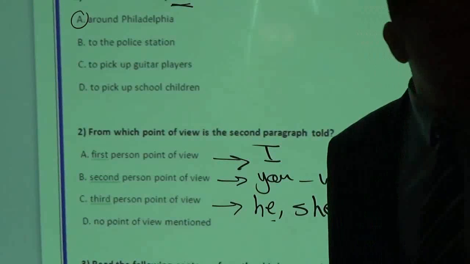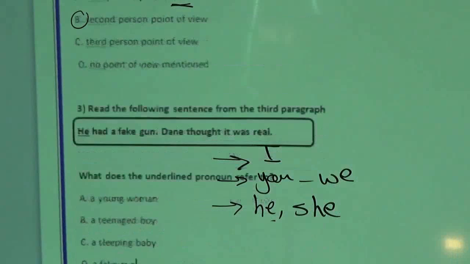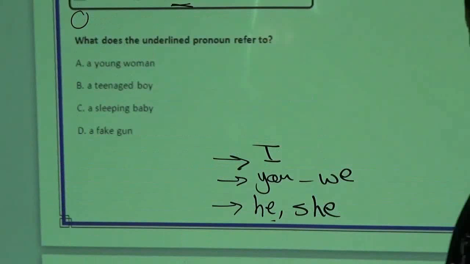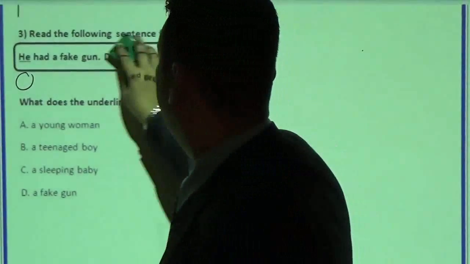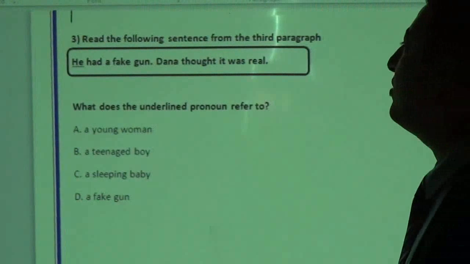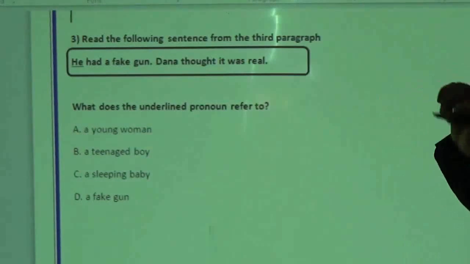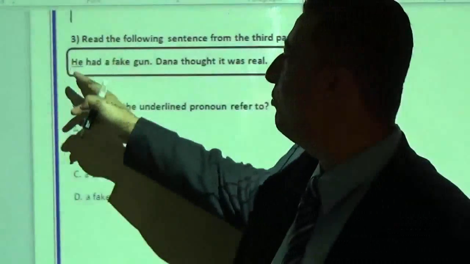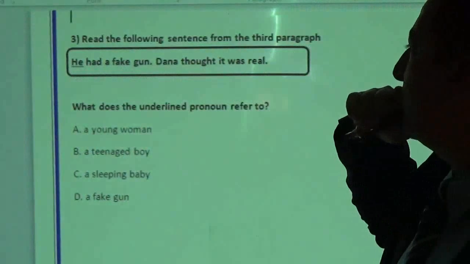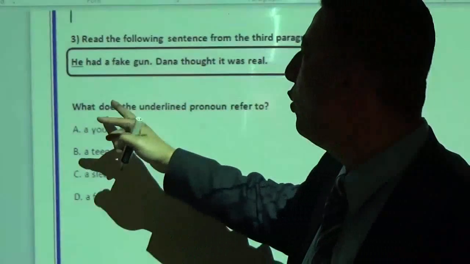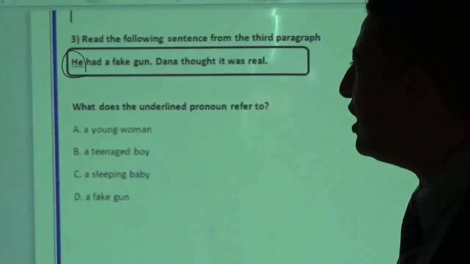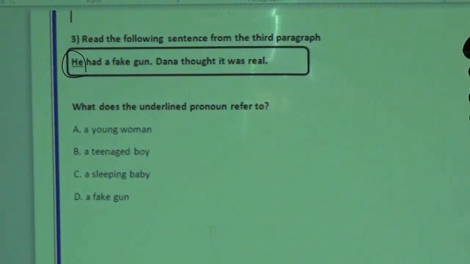Okay? Let's move to question number 3. Here is an important question. It says, read the following sentence from the third paragraph. We are not going to go back to the third paragraph, but try to think. So I wrote it here in a table and says, he had a fake gun. Dana thought it was real. Okay? What does he want from this question? He says, what does the underlined pronoun refer to? This is the underlined pronoun. He had a fake gun. Dana thought it was real.